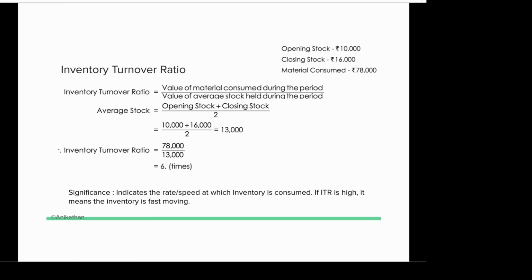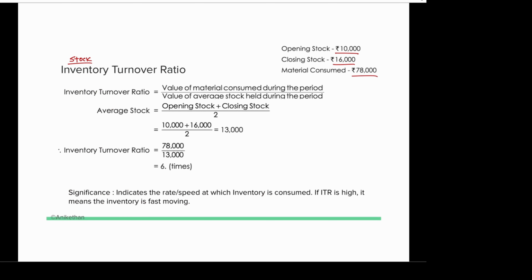Now let us learn about inventory turnover ratio. It is also called stock turnover ratio. What does it mean? It means in a given period, how fast the turnover of inventory happens. It is given by this formula. Let us see with an example.